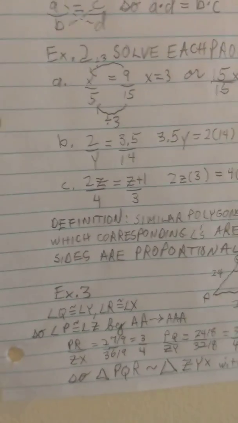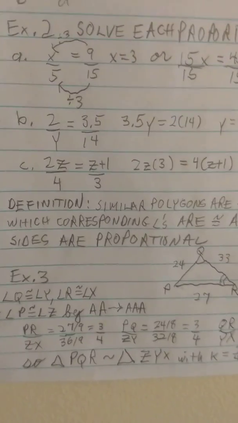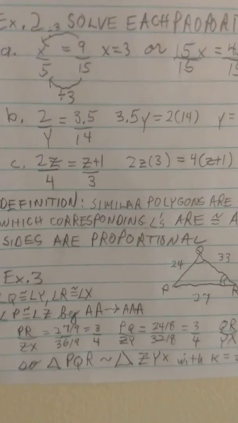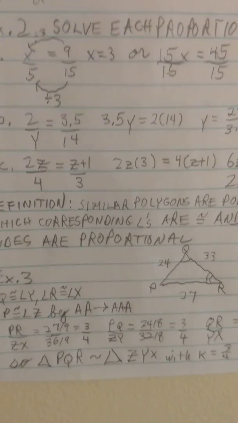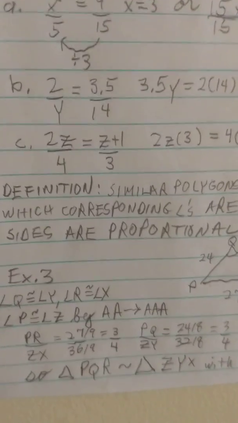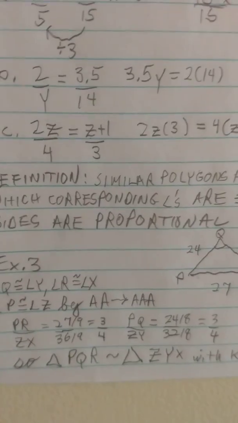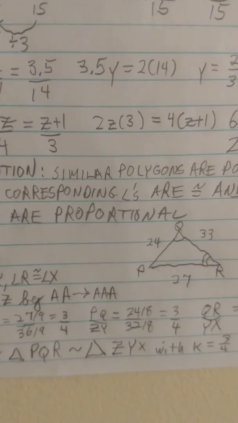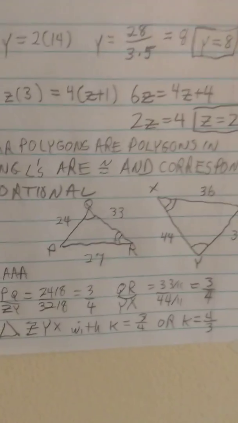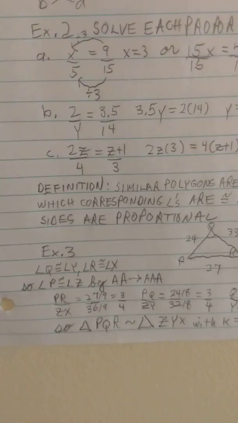So now in this section we're doing similar figures, not just triangles, because we're going to see a trapezoid too. So this is why they're saying similar polygons, which remember can be any number of sided figures. So similar polygons are polygons in which the corresponding angles are congruent, actually equal, and the corresponding sides are all proportional. Now let's see what that means.